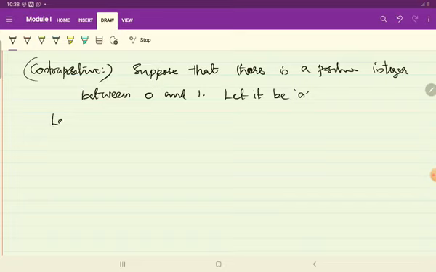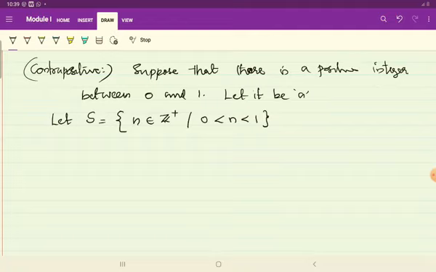Now we consider another set. Let the set S be equal to the set of all positive integers n belonging to Z plus, that is, the set of all positive integers such that 0 less than n less than 1. We called the collection of all positive integers between 0 and 1 as S. We need to prove that there is no such positive integer.